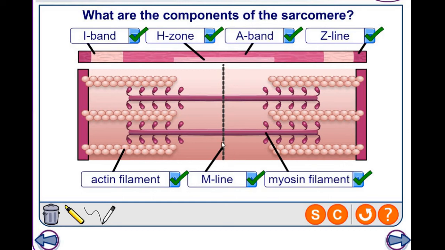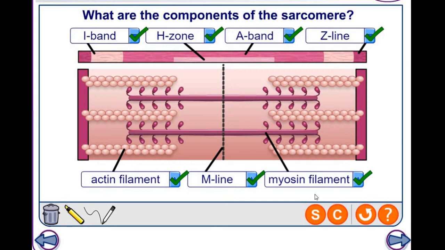Maybe M for middle is a way to remember that, the middle line. And then that leaves finally the last thing to learn, which is the Z line. The reason it's a Z line is that it looks a bit like a zigzag Z. I'll find you another image shortly and show you it. There's a zigzag between these actin filaments. They don't all sit in a straight line.